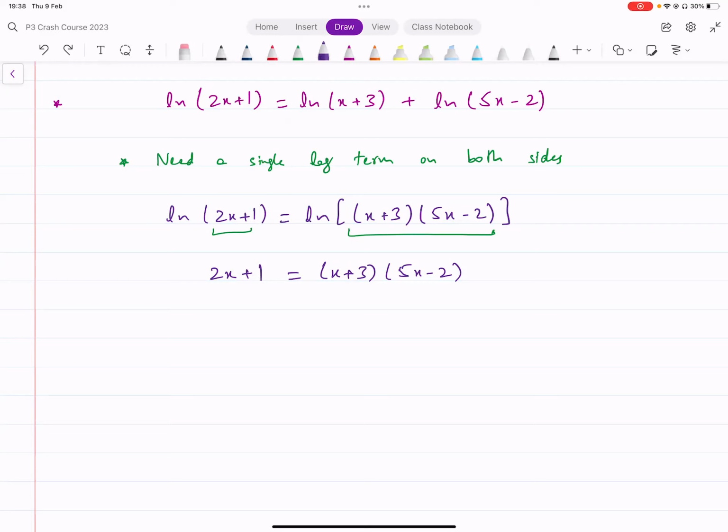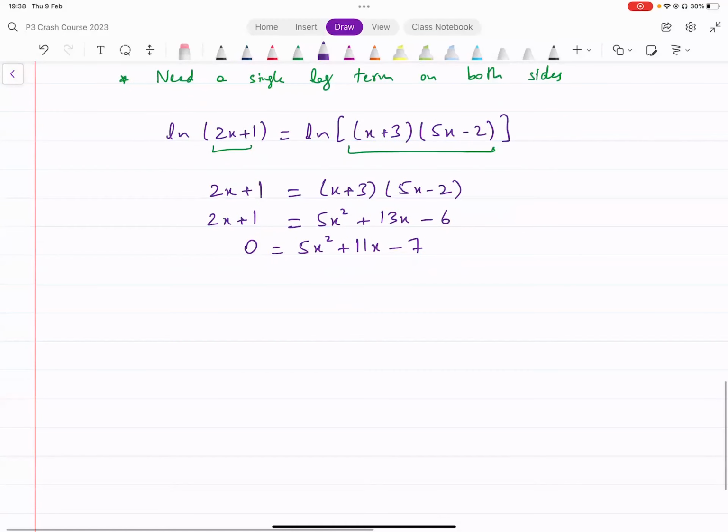Okay. And now we could just simplify the right hand side and see what that gives us. 2x plus 1 equals x into 5x, that's 5x squared, plus 15x minus 2x, that's going to be 13x, and then minus 6. Take everything to one side so that it becomes a quadratic equation. We have 5x squared plus 13x minus this 2x. That's going to make it 11x, minus 6 minus 1, that's minus 7. So we have 5x squared plus 11x minus 7 equal to 0. This is the equation that we're getting. Now let's write everything on one side. We have 5x squared plus 11x minus 7 equal to 0.